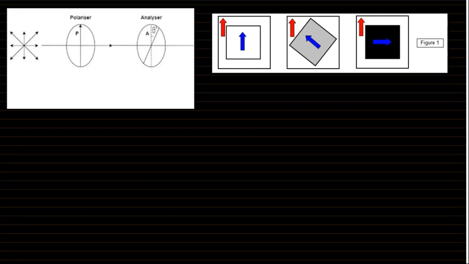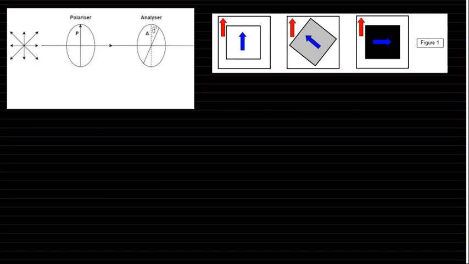In our previous class we had discussed polarization. In polarization, an unpolarized wave, the wave which has vibrations in all directions, is converted into a polarized wave, that means vibrations in only one direction, by using a polarizer. And the phenomenon is known as polarization. Then we discussed the law of Malus.